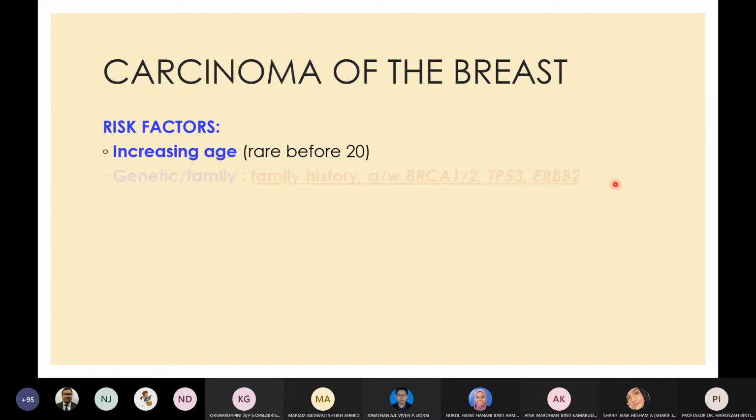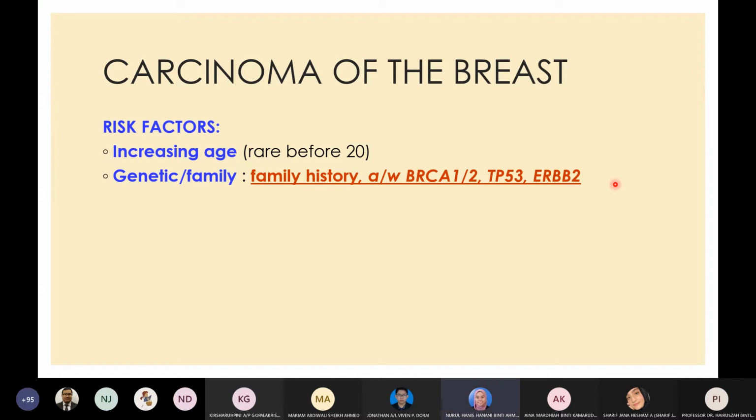All right, risk factors. The older you are, the higher the risk. How old are you, girls? You must be 21, correct? This year? Right? The youngest patient I have seen with cancer of the breast is 19 years old. It's very rare. In my whole life, that's the only young one. Usually they are in their 30s, 40s. So before the age of 20, it is rare.